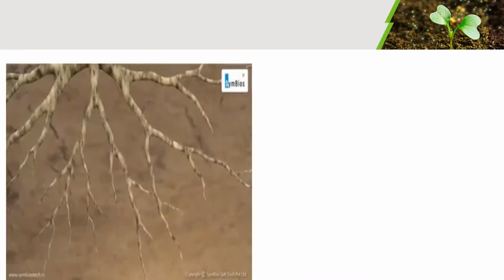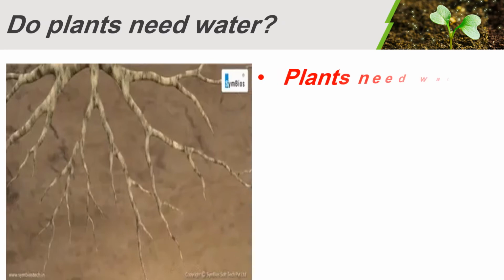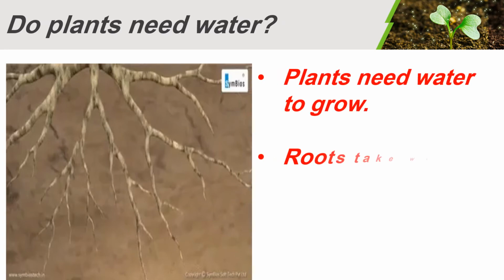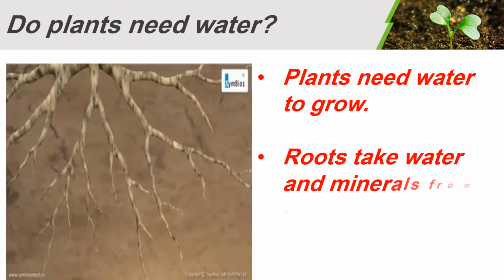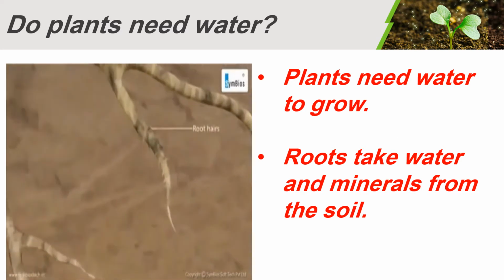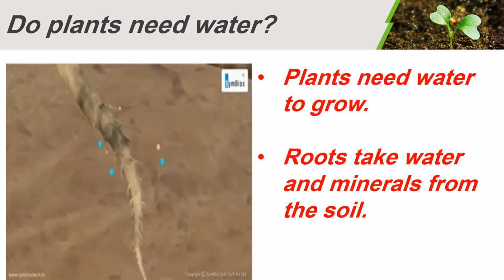Do plants need water? Plants need water to grow. Roots take water and minerals from the soil. Roots act like drinking straws to take up water. Why do we use drinking straws? To drink juices, water, etc. Similarly, roots take water from the soil.